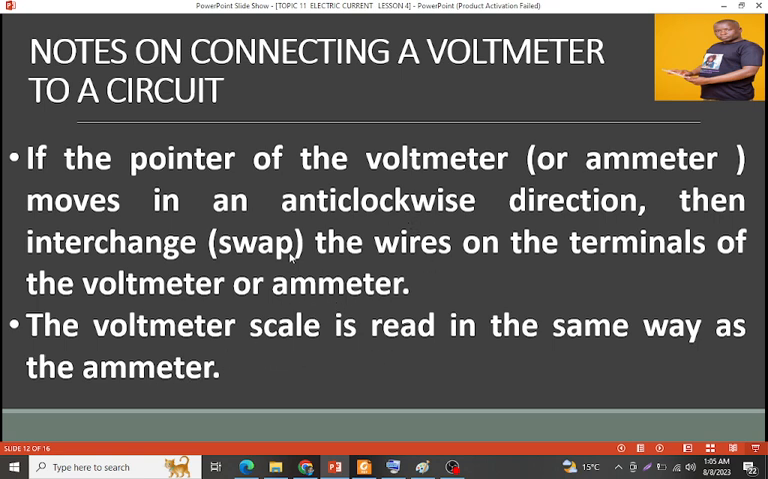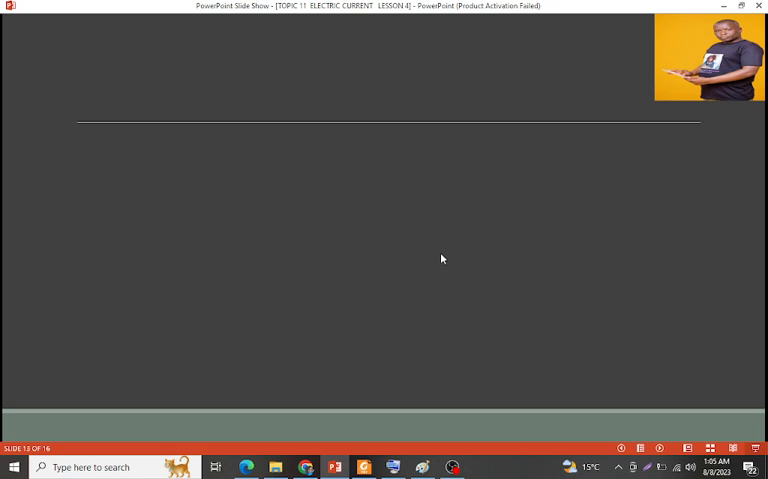These are very important and helpful tips when you are using a voltmeter or ammeter. Check if the pointer is deflecting to the left or anti-clockwise. Please simply swap the wires on the terminals of the voltmeter or ammeter.